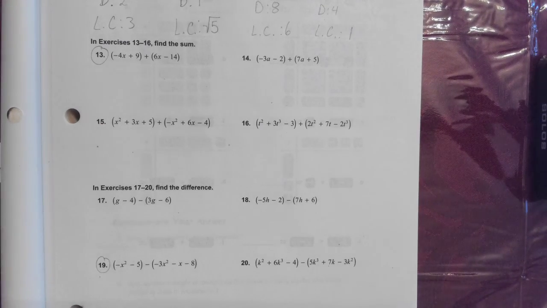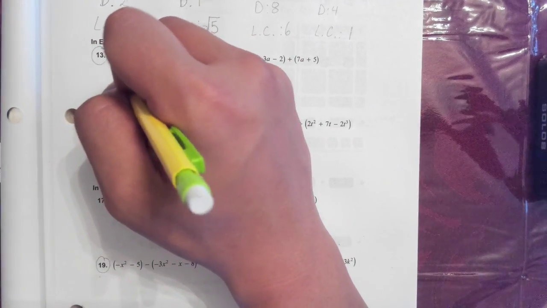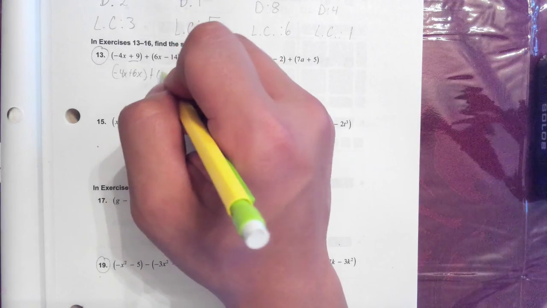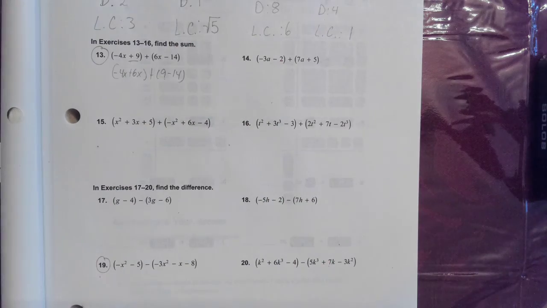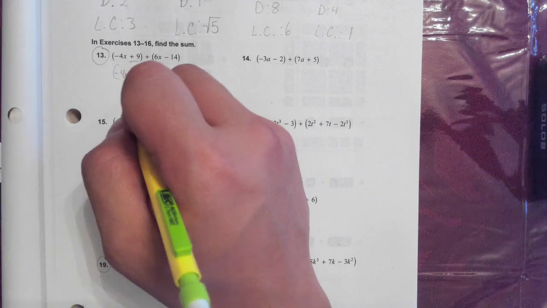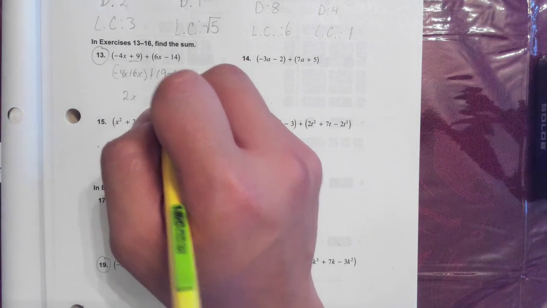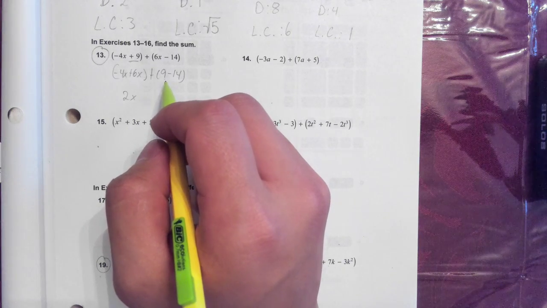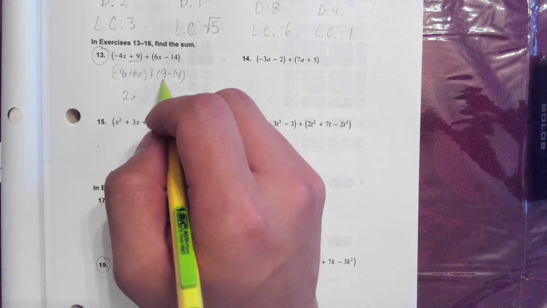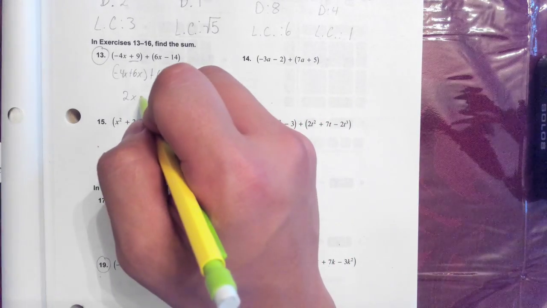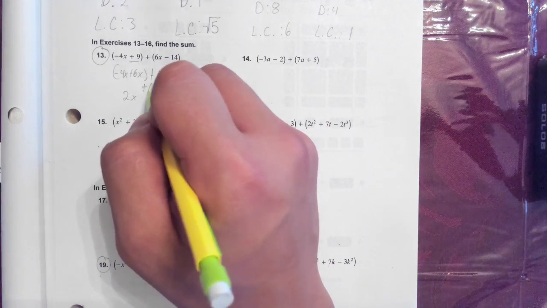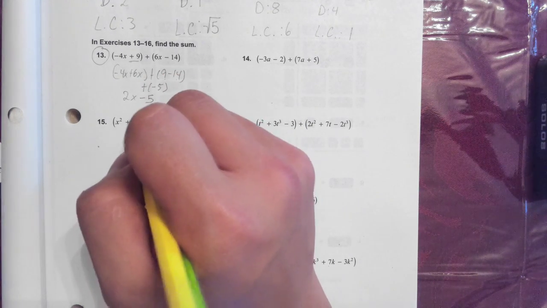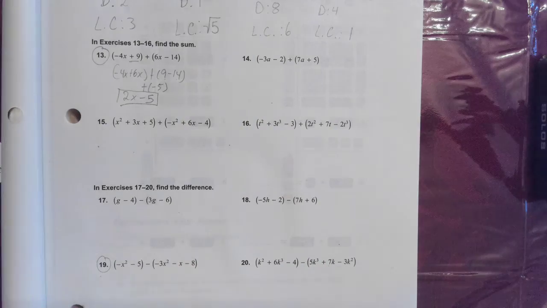So you have -4x and positive 6x. So -4x plus 6x plus, this is a positive 9 minus 14. So -4x plus 6x is 2x. 9 minus 14 is -5. A lot of you guys might make a mistake and say plus 5, but 9 minus 14 is -5. You could write plus -5, but it's faster to just write 2x minus 5. That's your answer, 2x minus 5.